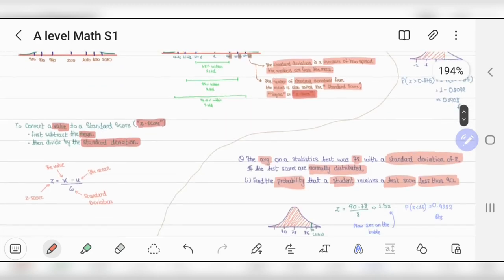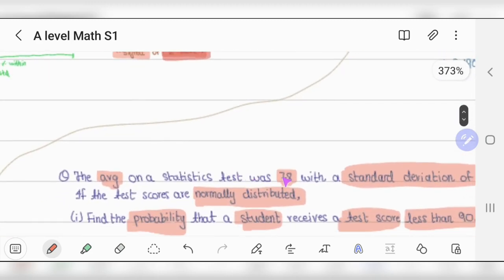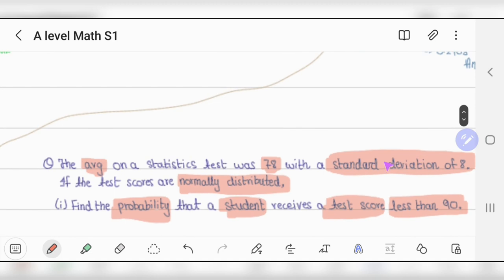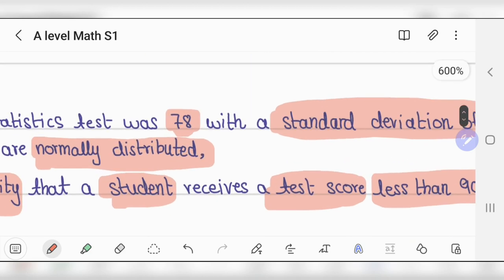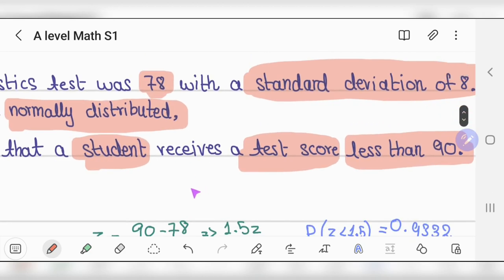Okay, then we have another question. The average on a statistics test was 78 with a normal standard deviation of 8. This is the mean, this is the standard deviation, normally distributed. Find the probability that a student receives a test score less than 90. This question is really easy. It's saying that we need to find the probability that the score must be less than 90.